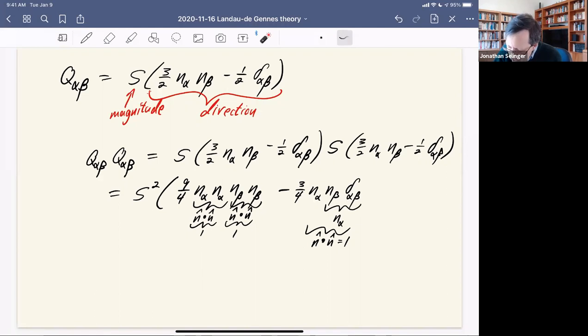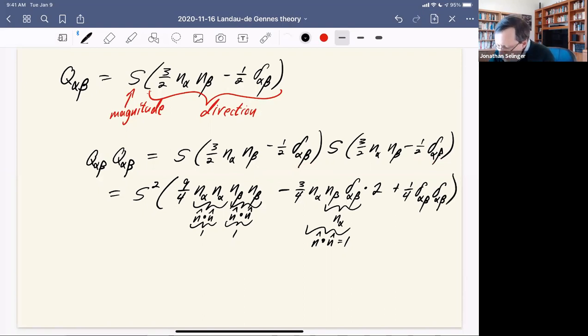So let's see, that was the first times the second. Now we can do the second times the first. Well, that's just another copy of the same thing. So we'll say this times 2. Okay? And then we have the second times the second. Okay? So that gives us plus 1/4 delta alpha beta delta alpha beta.